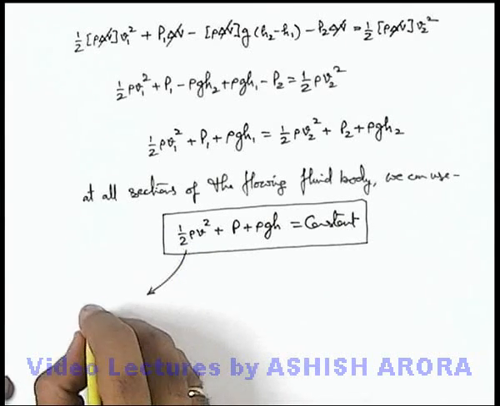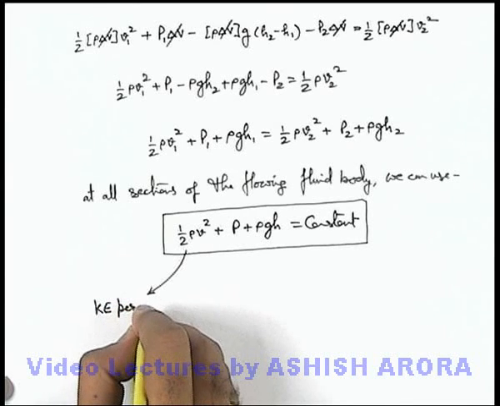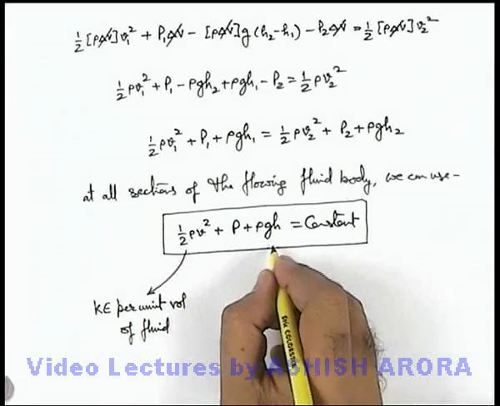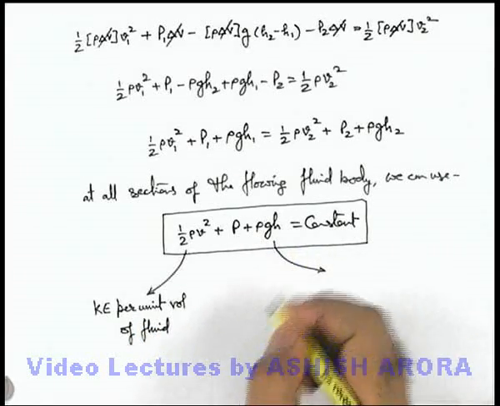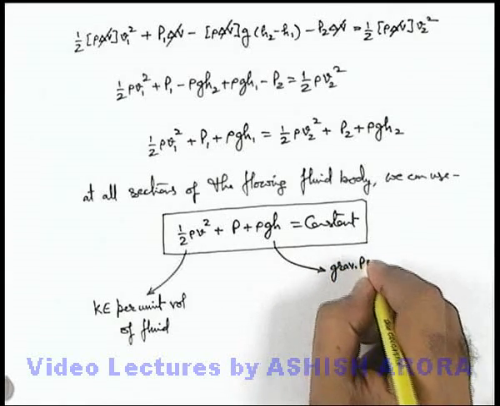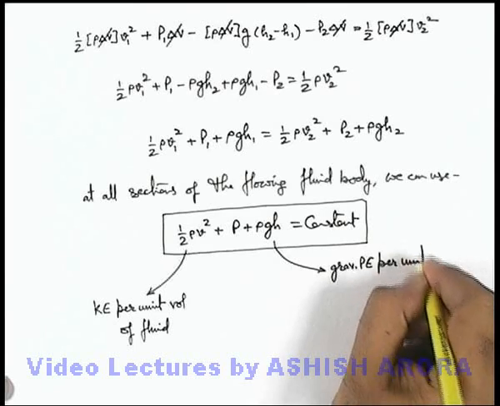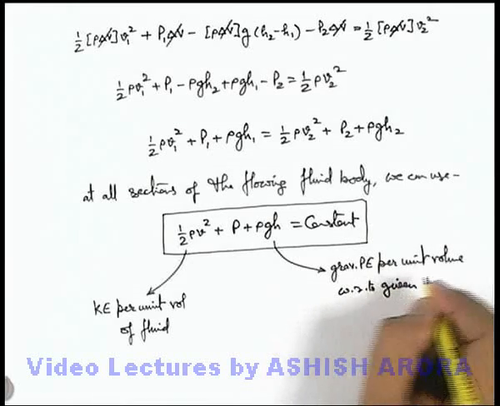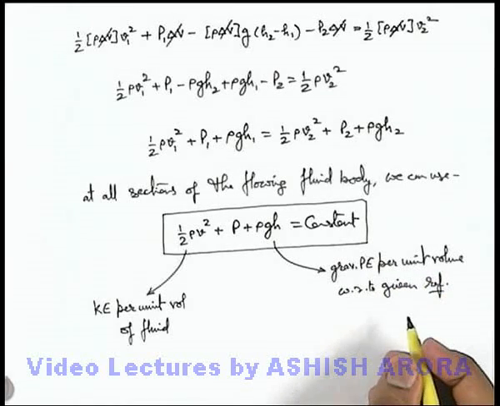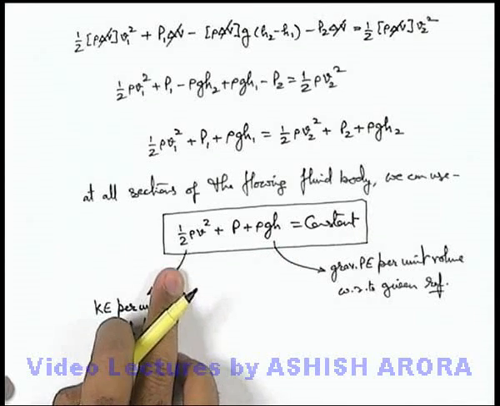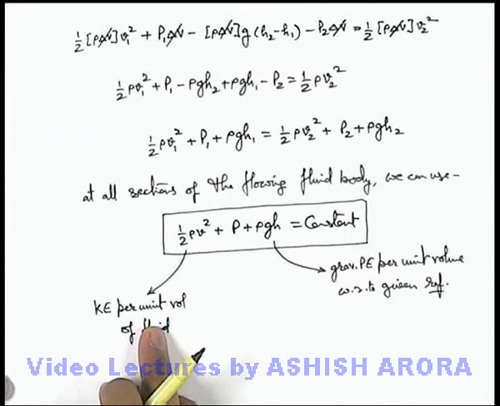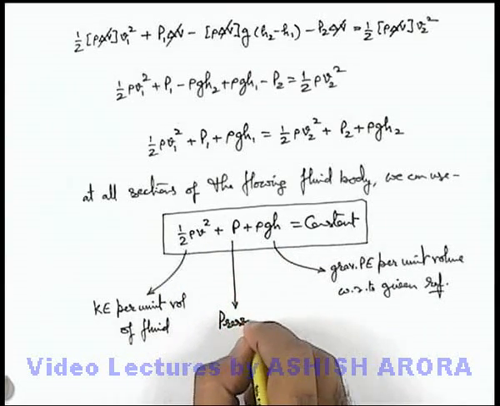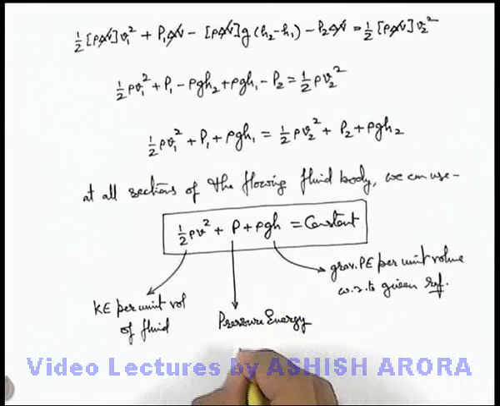half rho V square can be simply written as kinetic energy per unit volume of the fluid. And the last term, rho g h, can be written as gravitational potential energy per unit volume with respect to the given reference. Here, as the reference of potential energy, we have taken the ground level. As these two terms give us energies per unit volume for the flowing fluid, this P is also given a term, pressure energy per unit volume of the flowing fluid.